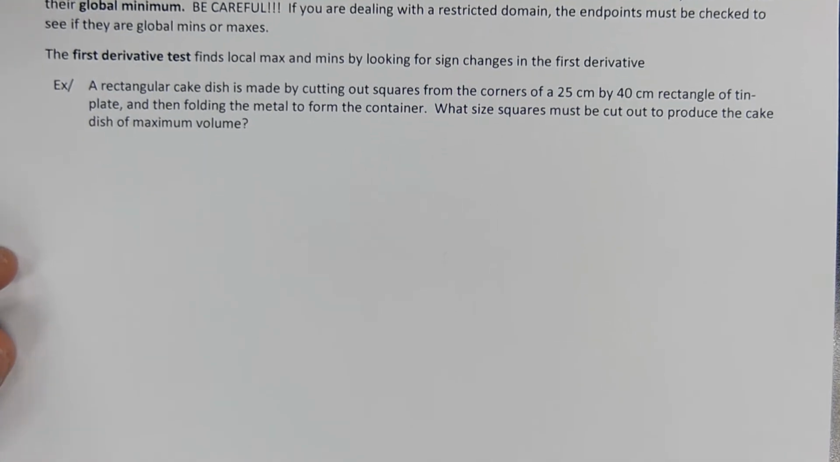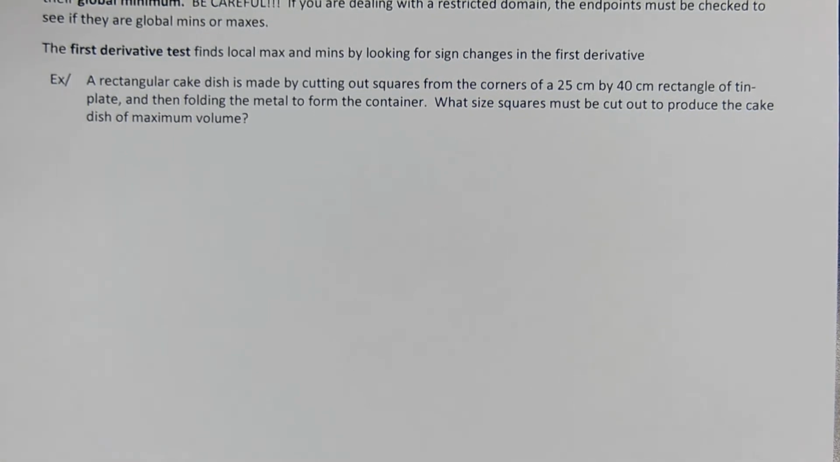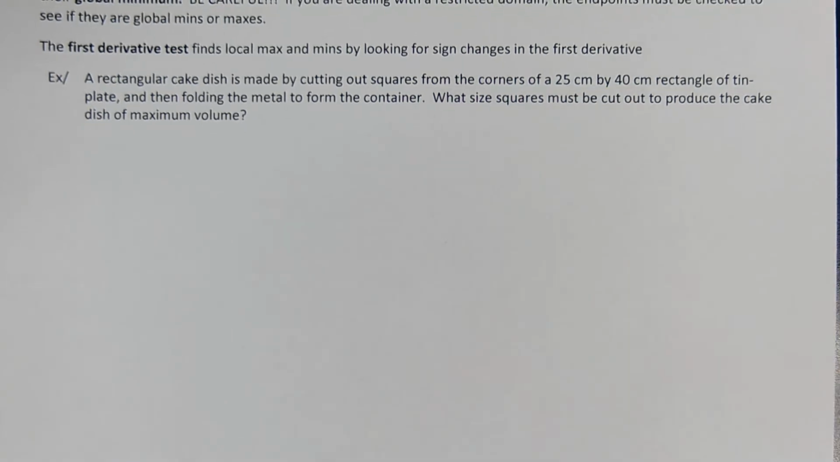A rectangular cake dish, and what we're talking about is a cake pan. So a rectangular cake pan is made by cutting out squares from the corners of a rectangle of tin plate, and we have the dimensions. Then folding the metal, so fold the sides up to form a container, an open top box. What we want to know is what size of the squares must be cut out to produce the cake dish that has the maximum volume.